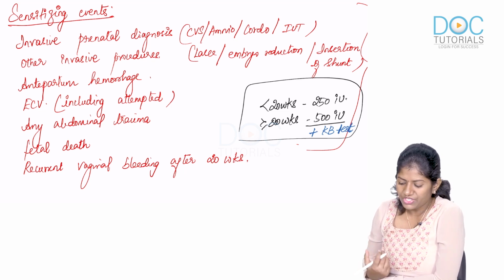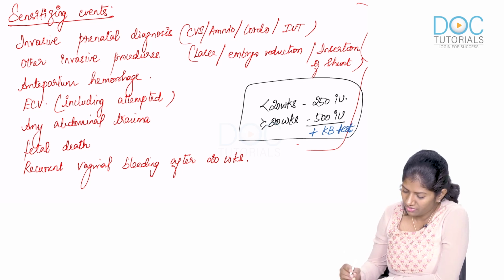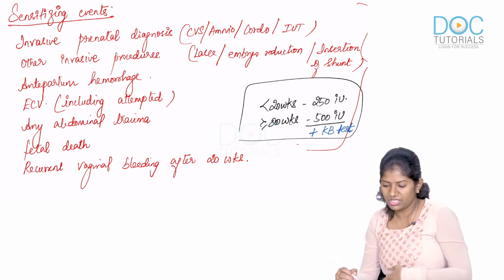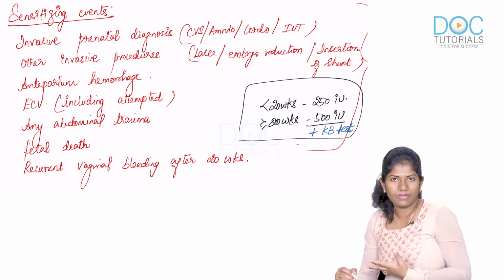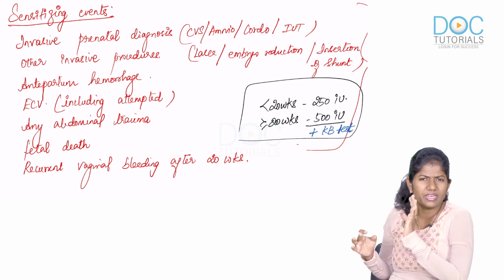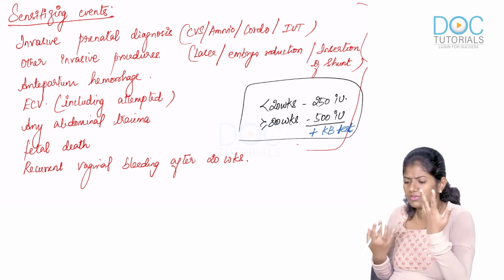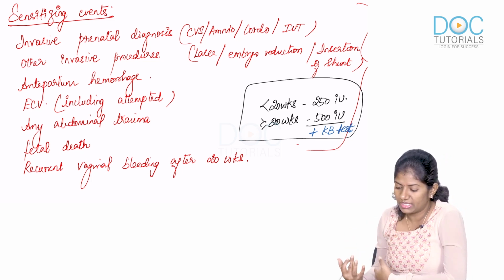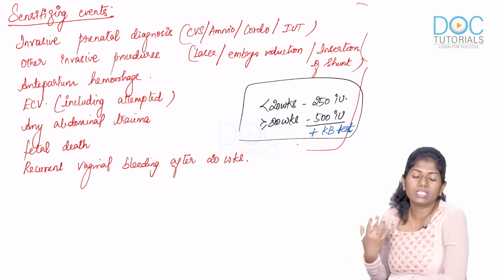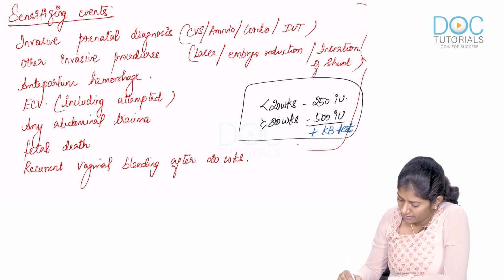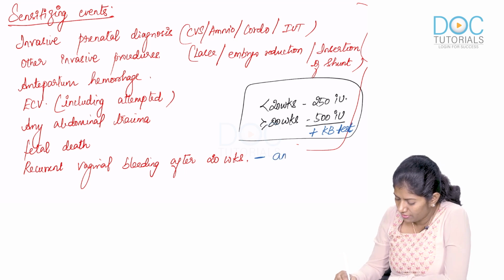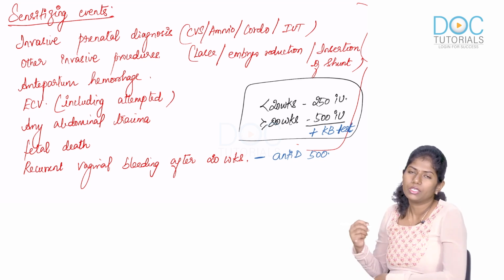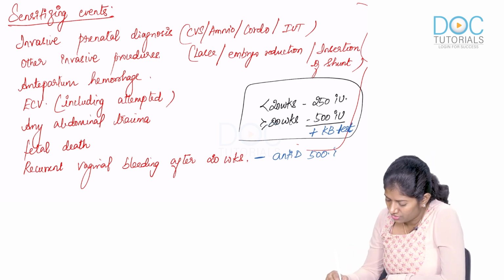Okay, recurrent vaginal bleeding after 20 weeks. Again, here you will give anti-D as I told you, either 250 or 500 depending on the gestational age. Here it's after 20 weeks, so you will be giving 500. But whenever there is recurrent or continuous bleeding, please remember, you have to keep repeating the anti-D at 6 weekly intervals and keep repeating the KB test at 2 weekly intervals. Okay, so here you will give anti-D 500, recurrent on and off bleeding. You will give anti-D 500 international units.